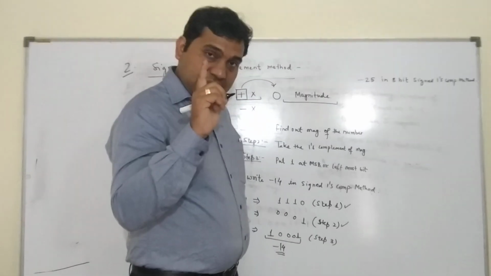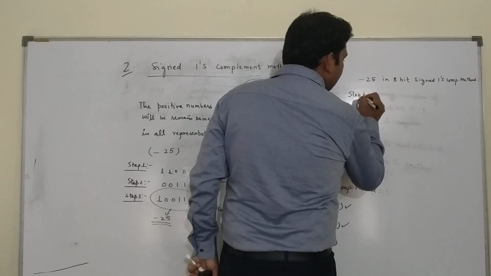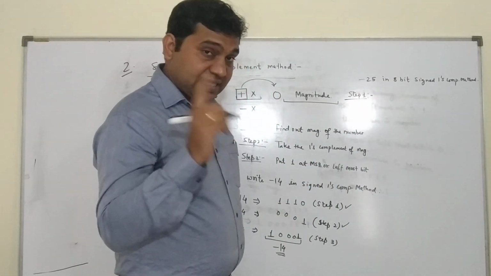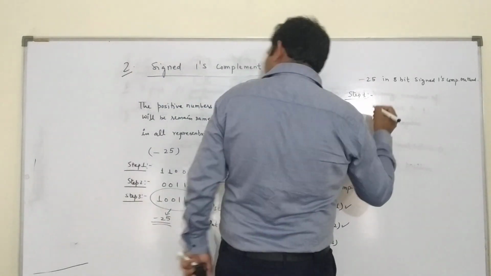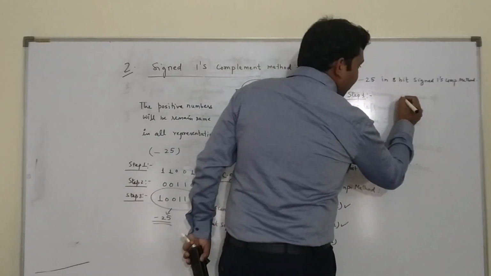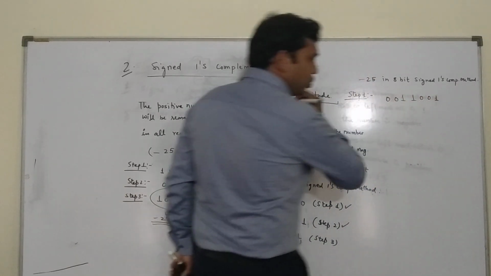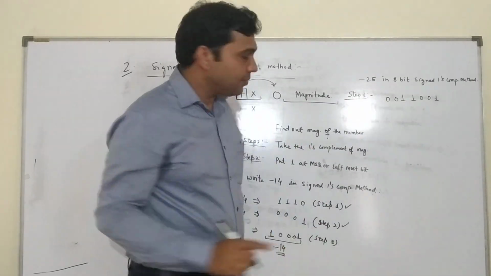That means, first step number 1, write 25 in the first 7 bits because the 8th bit is reserved for the sign. So how to write 25? 25 is 1, 1, 0, 0, 1, and then zeros in the remaining places. So this is the magnitude of 25 in 7 bit.